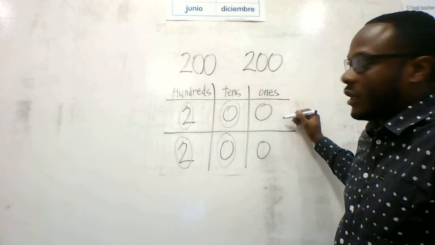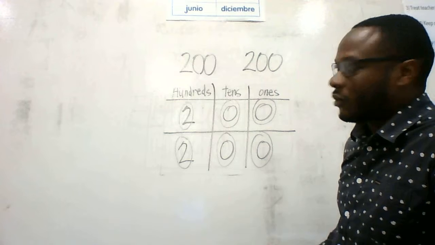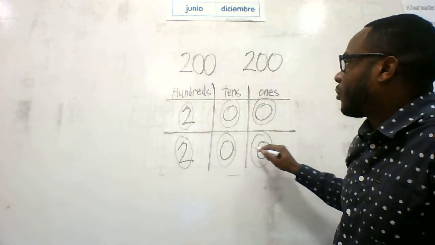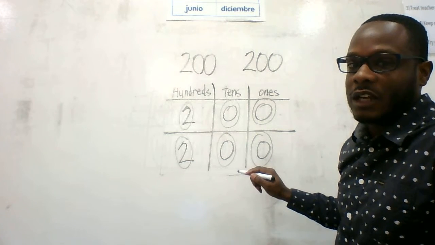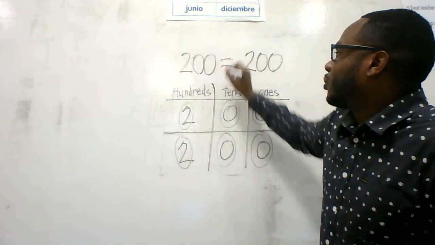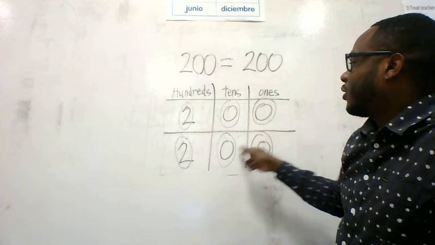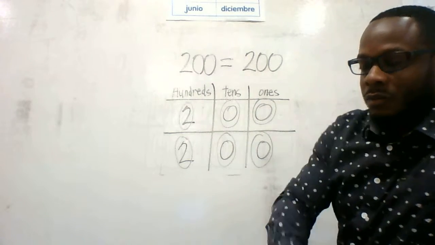We look at the ones place and we see they also have zeros. Both numbers have 0. So both numbers are 200, and they're all the same numbers. So when they're the same numbers and you can't decide which one is greater or less than, it's equal to. Equal is the same. All numbers are the same, and neither one is greater or less than. So you make sure you put the equal to sign.